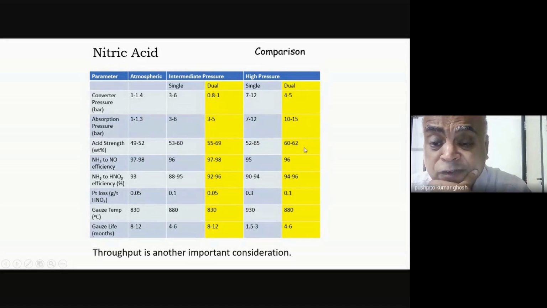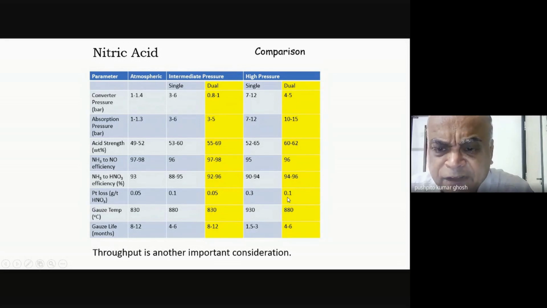Now, the acid strength that you get in this particular process is higher, which is always an advantage. The conversion efficiencies are fairly comparable. Not really if you take all the way from ammonia to nitric acid, because that's the focus. Finally, you're trying to make nitric acid. You're not making NO2 or NO. But over here, you can see that you end up getting the highest overall conversion from ammonia to nitric acid. So these are the reasons why it's preferred.